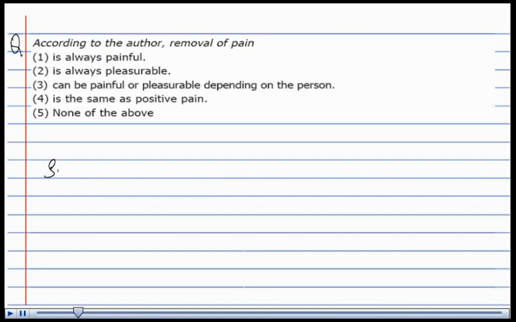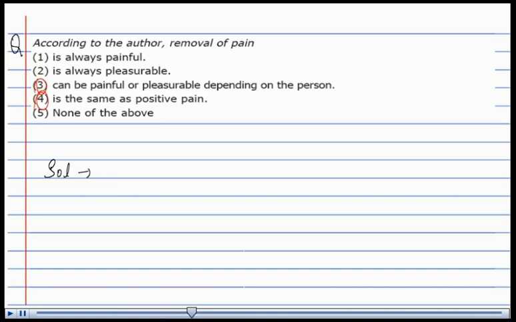The solution. Now let's read all the options first of all. First is always painful. Second is always pleasurable. Third can be painful or pleasurable depending on the person. Fourth, the same as positive pain. Now you might get confused with option third and fourth.